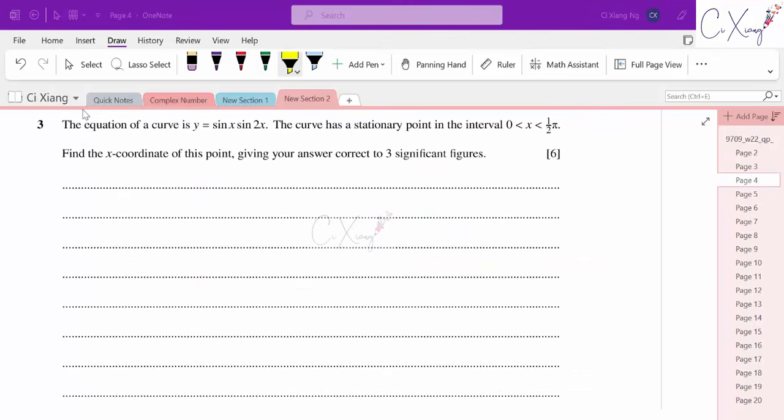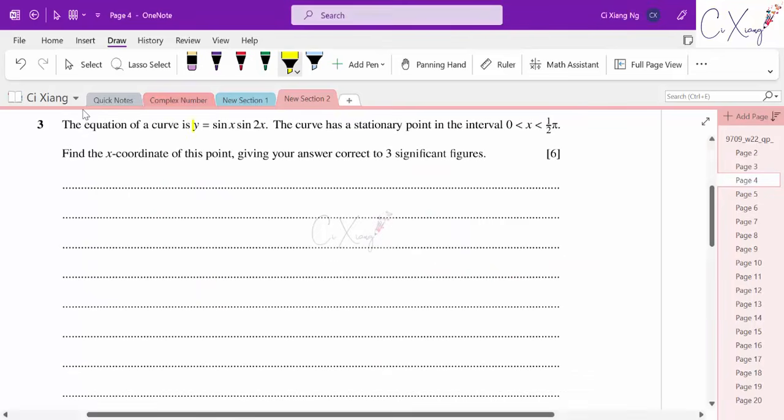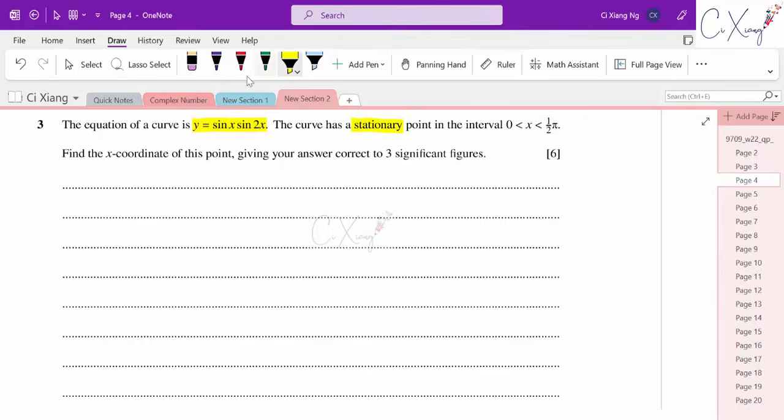Question number 3, the equation of the curve is this one. And then the curve has a stationary point in the interval 0 until pi over 2. So the keyword here is stationary point. When you see this stationary point, basically we should link that we are going to let dy/dx equals to 0 later, so that we can solve for the coordinate for x or maybe the y.